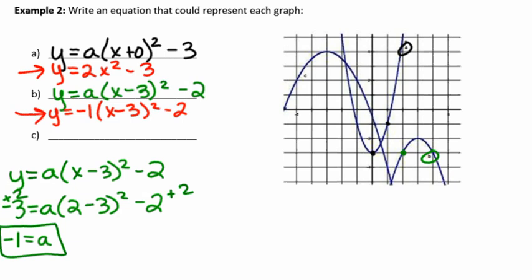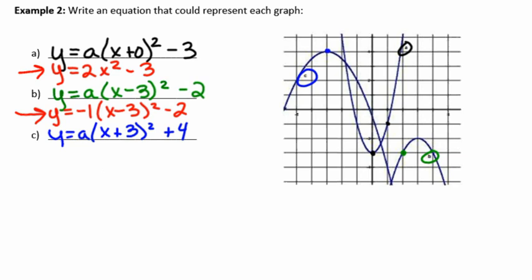And for blue, for C, it's opening down again, but it's wider, so I have a feeling my a value is going to be a fraction of some sort. My vertex that I can see on this one is right here, which is at -3 and 4. So now I'll have x plus 3 squared plus 4. To solve for our a value, I need an exact point on that graph. One would be right here, which is -1 and 2.